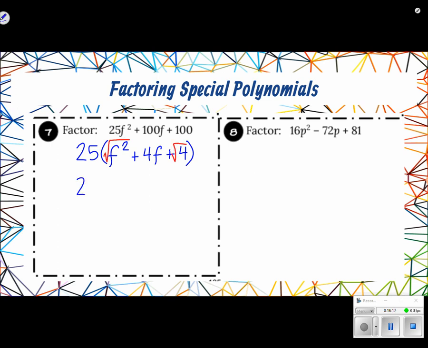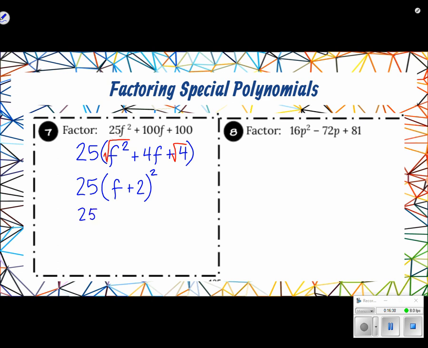So, we still have our 25 out in front. The square root of f squared is f. There's a plus in front of our 4f, so there's a plus there. And then the square root of 4 is 2. Close it up and square it. Don't forget that squared, because if you just have 25f plus 2, that's a different problem.